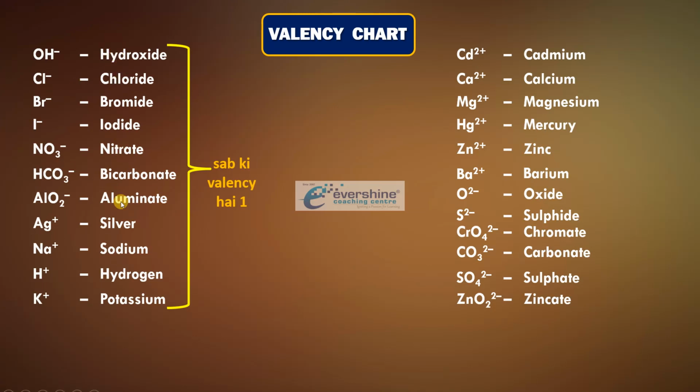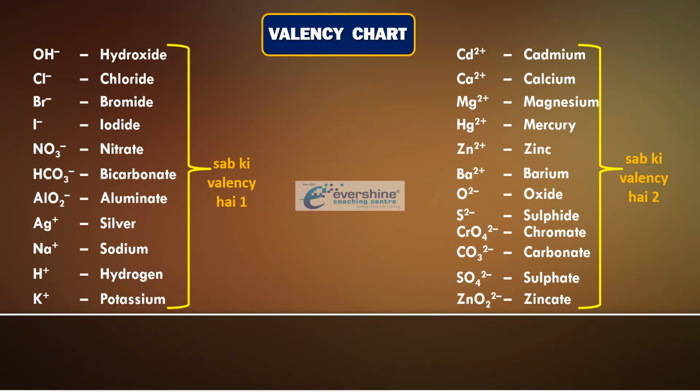These all elements have valency 1 and these all elements have the valency 2. Here, what is the valency of all of them? 2. So this is about your valency chart. Now, very important. This is the hidden topic and most important topic you need to remember. What is that? Copper and iron. Both of them have variable valency. It depends on the neighboring element.